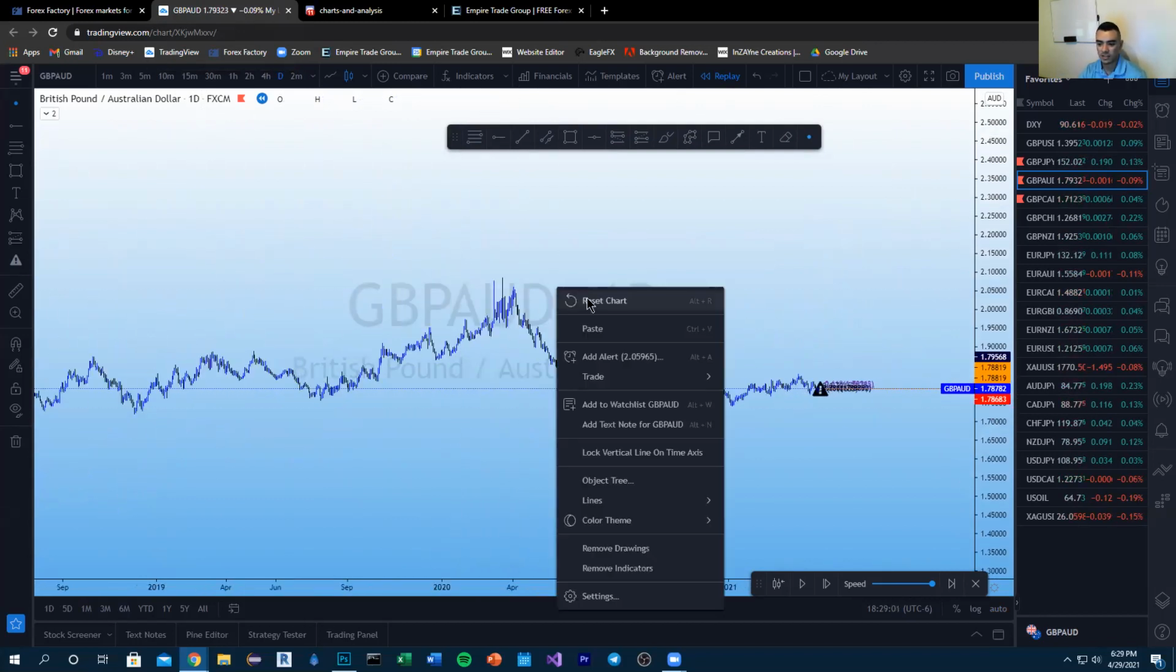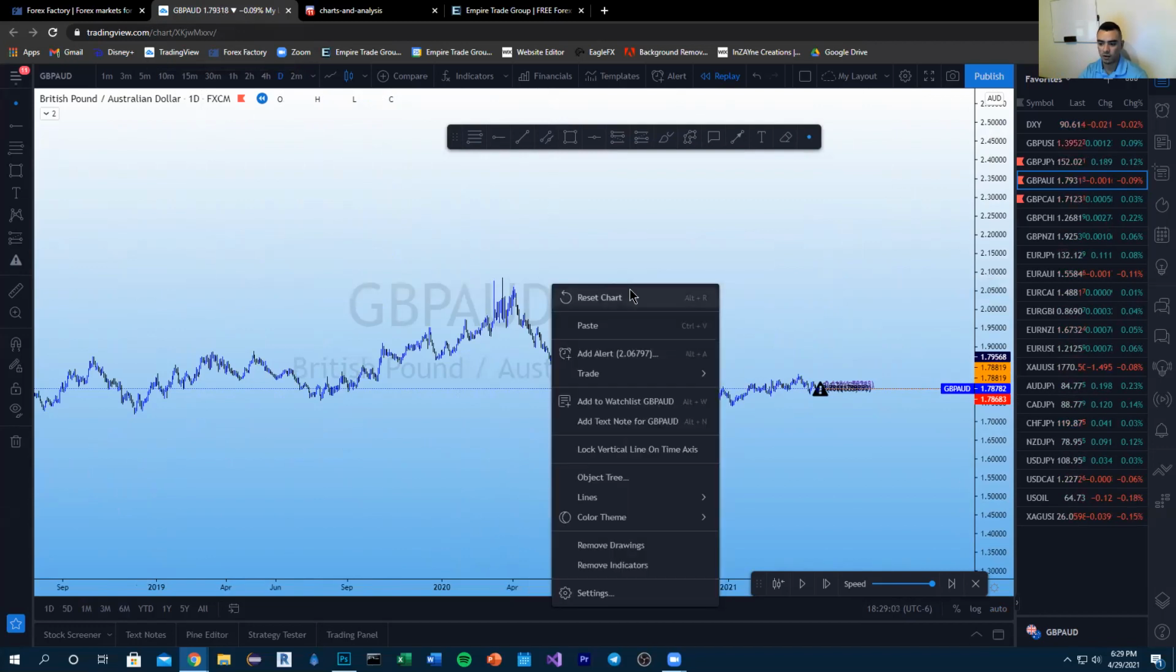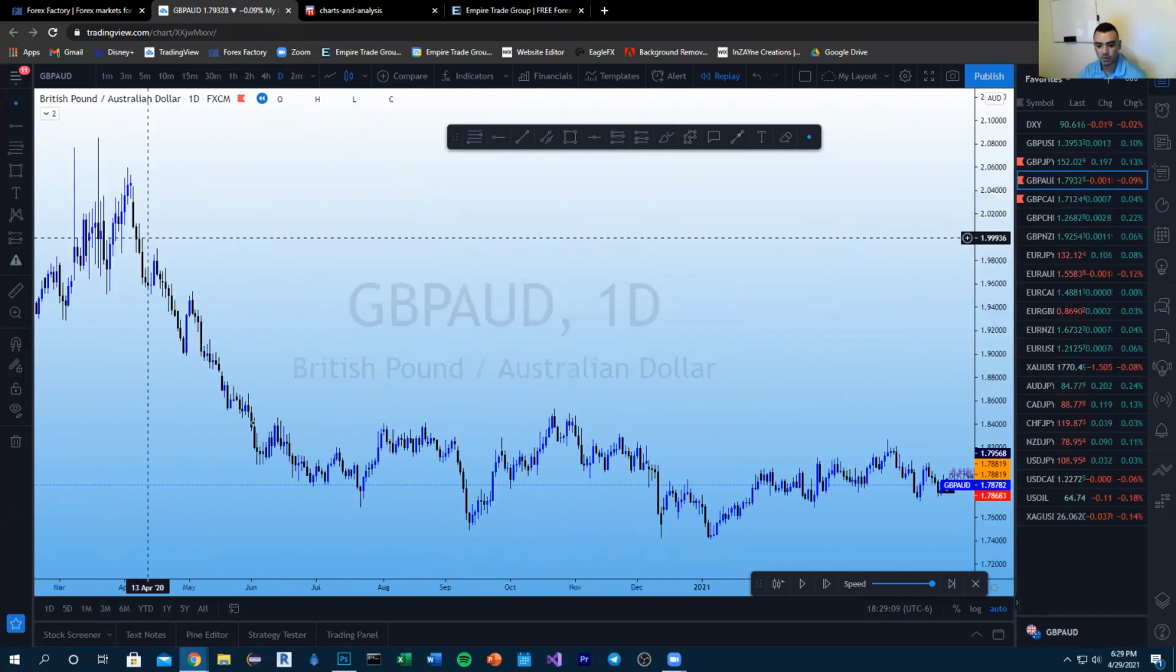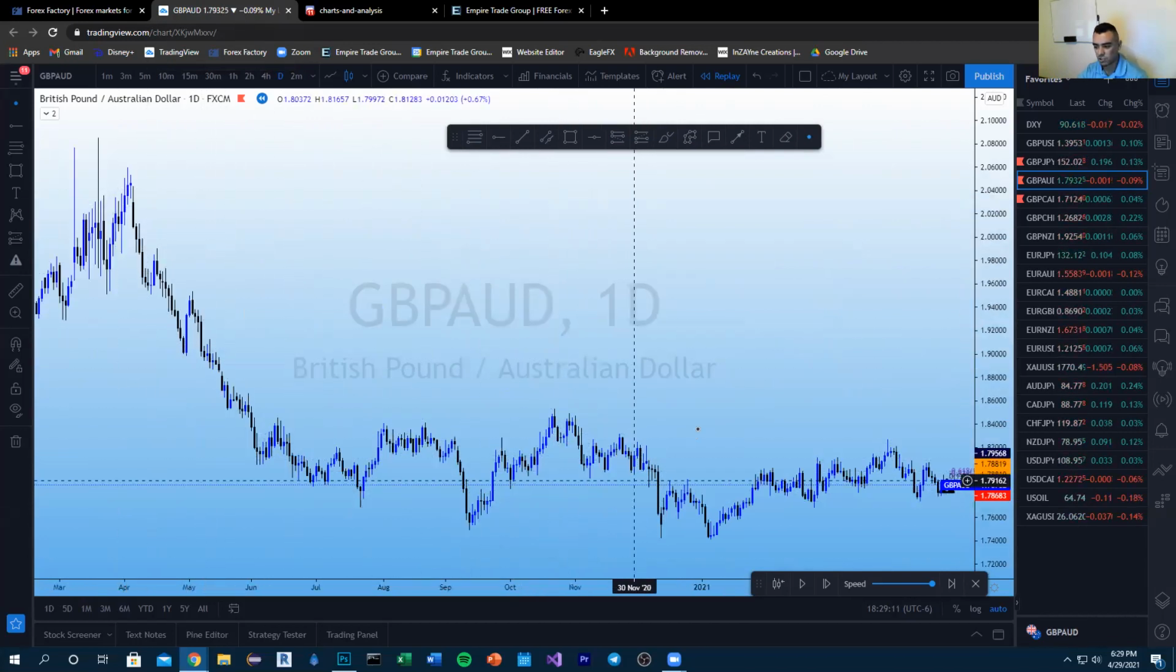Okay. So what I'm going to do is I like to reset my chart. So if you right click and you click Alt R, excuse me, and just click reset chart, it gives you a nice little frame. Okay. I'll zoom out a little bit and I see that price was overall downtrending. Okay. But now it's just ranging.